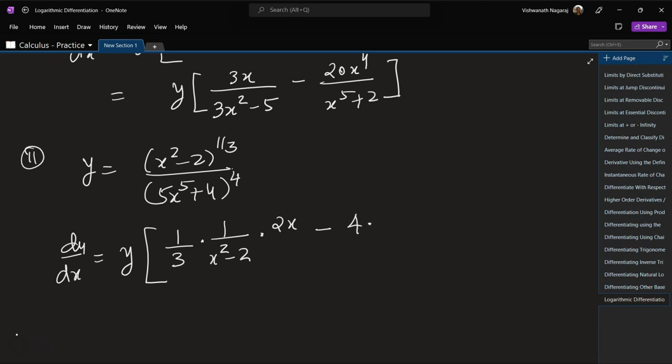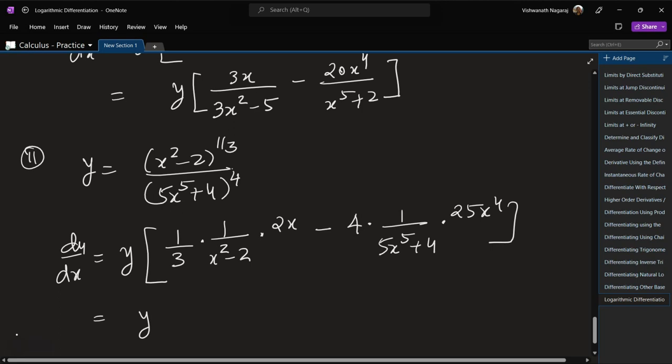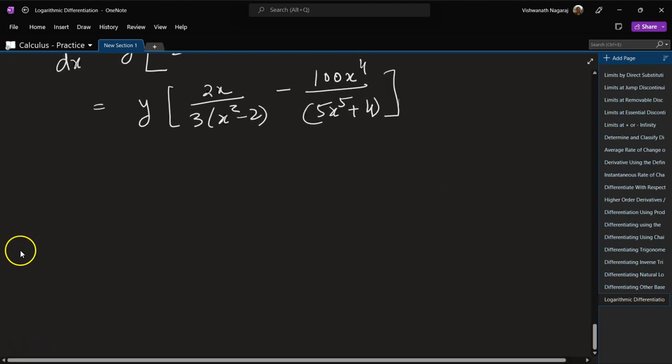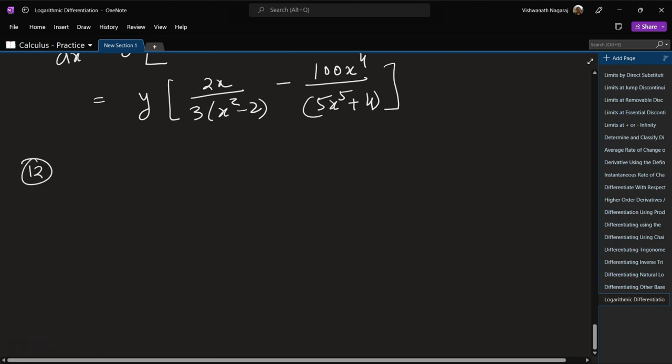4 times 1 by 5x to the power of 5 plus 4 times 25x to the power of 4, which gives us y times 2x by 3x square minus 2 minus 25 fourths is 100x to the power of 4 by 5x to the power of 5 plus 4. This is the derivative. Okay, that was 11th. Now do the 12th one.